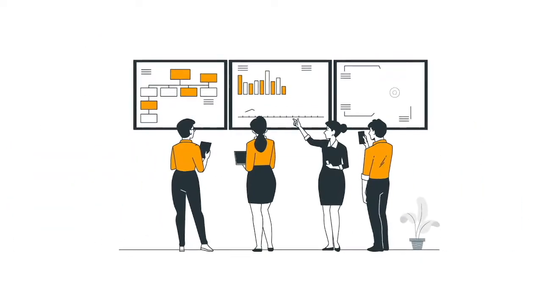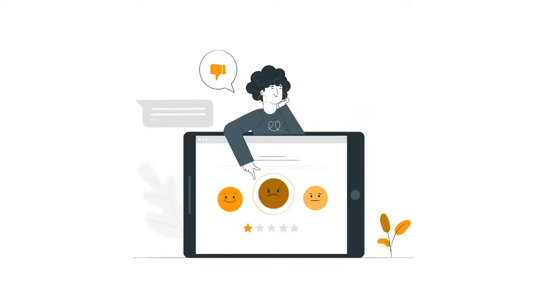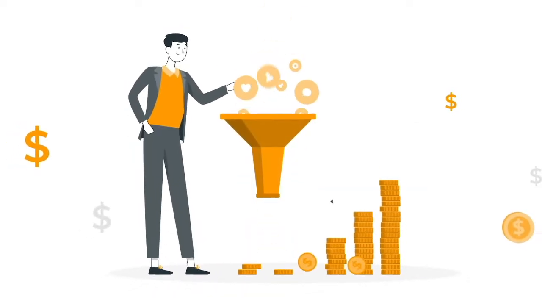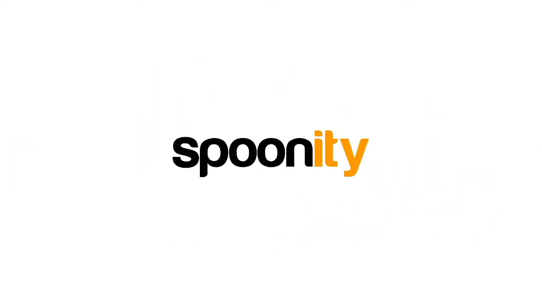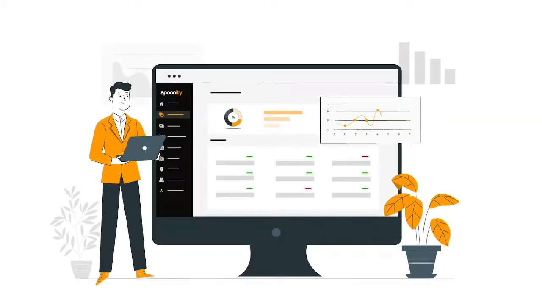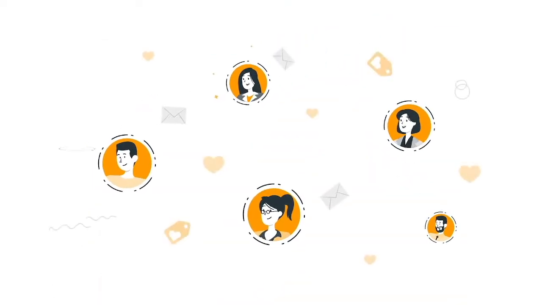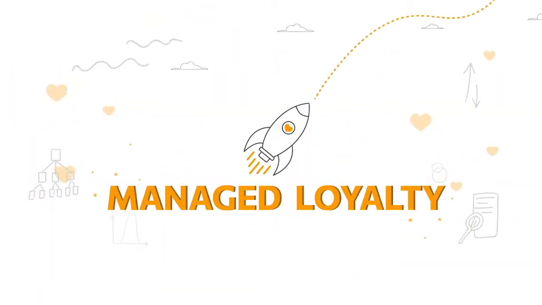They have a team of loyalty experts that analyze customer information with the purpose of improving their experience in every interaction with the brand. This way, they optimize their marketing campaigns and increase the business profit. At Spoonity, we use sophisticated business intelligence to micro-segment your customer base and super-personalize the communication and experience between each one of them. We call this service Managed Loyalty.